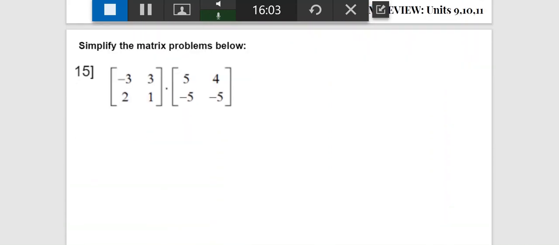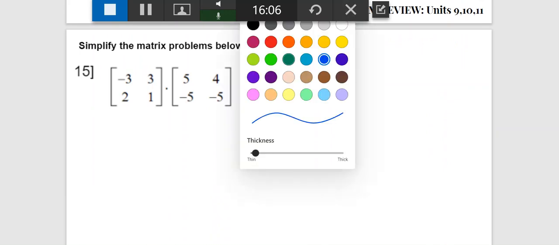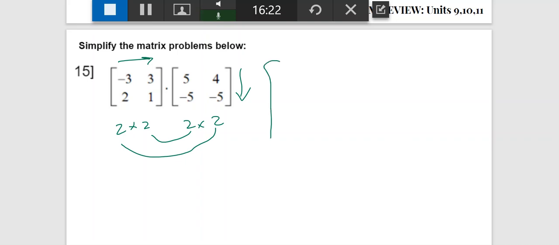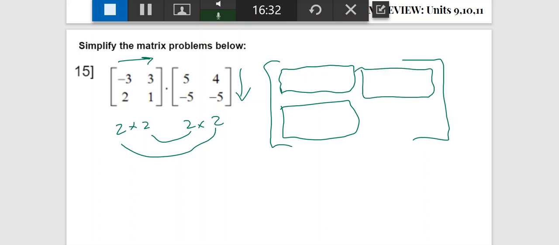All right, one more set, just to give you a little extra practice. So we're going across and we're going down. And my 2 by 2 and 2 by 2, these match, so I can do this. This is what my answer is going to look like. And you've seen me do this before. I'm going to have a 2 by 2 as a result. I'm going to have negative 3 times 5 plus 3 times negative 5. And then over here, I'm going to have negative 3 times 4 plus 3 times negative 5.